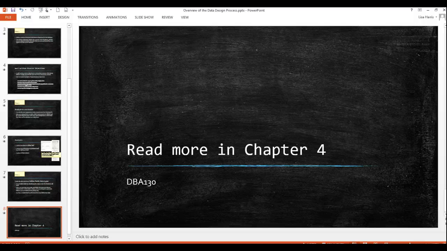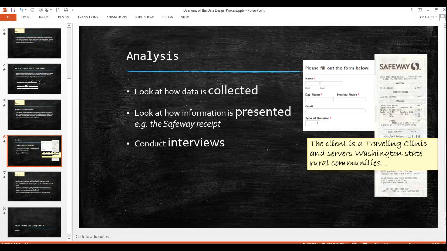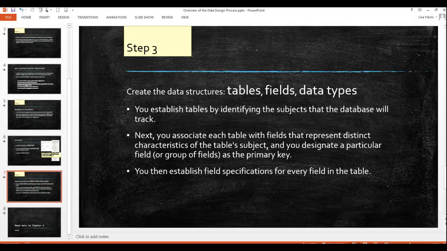So what we do in this class is we start at the analysis step. If I back up, we're starting here and looking at how data is collected and presented, and we may look at transcriptions of interviews, and from that we then move on to creating the data structures, tables, fields, and data types. And then of course after that we start to look at the rules of relational database design, and then the business rules that are specific to an organization that will affect our design.